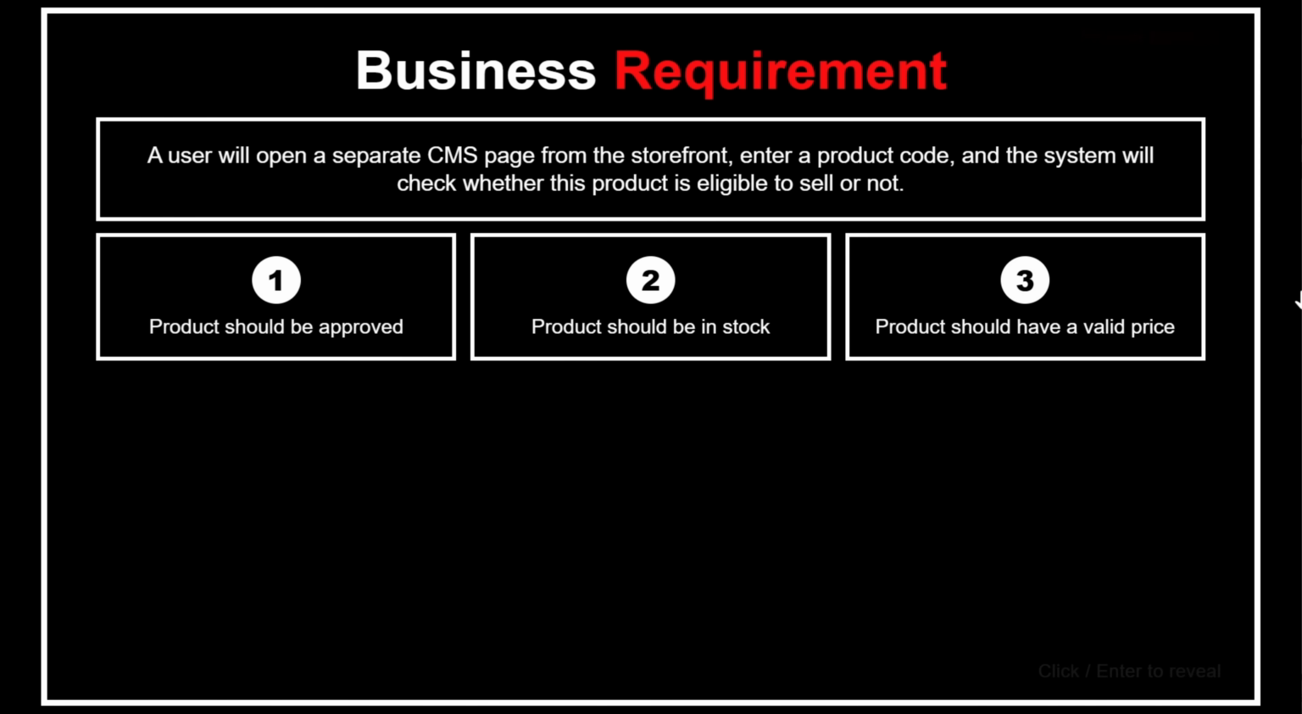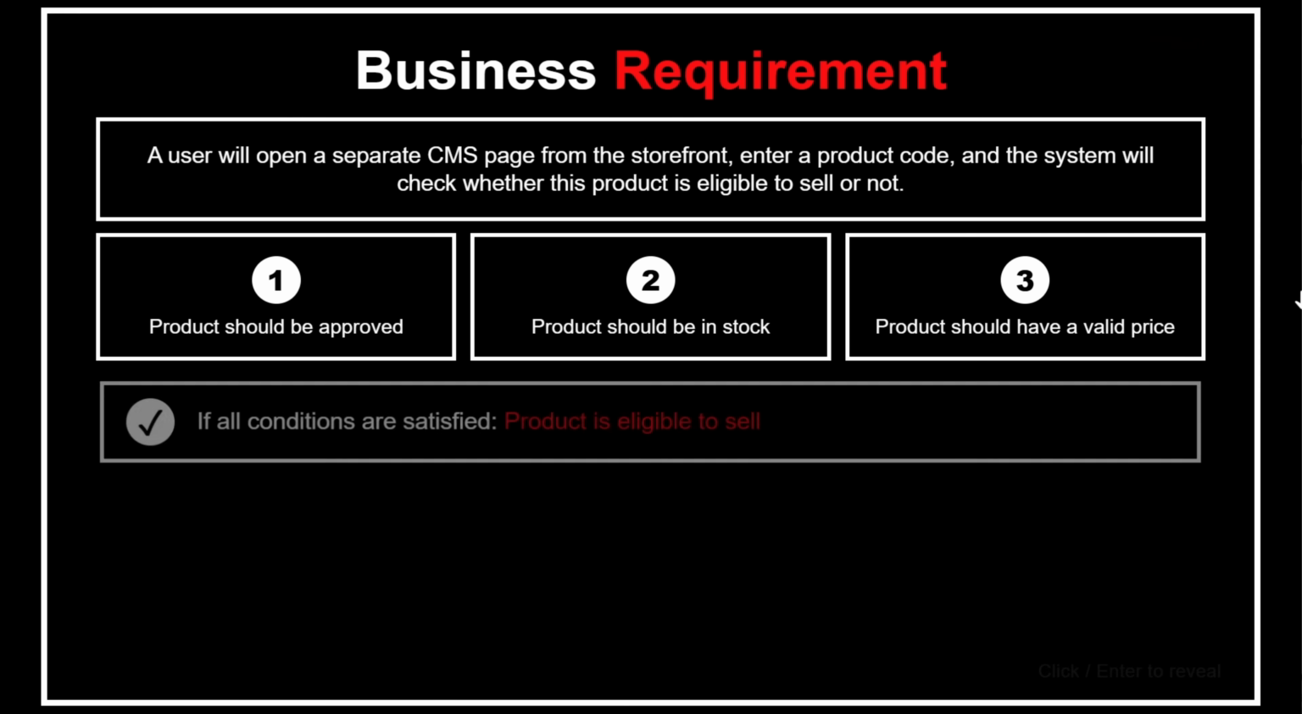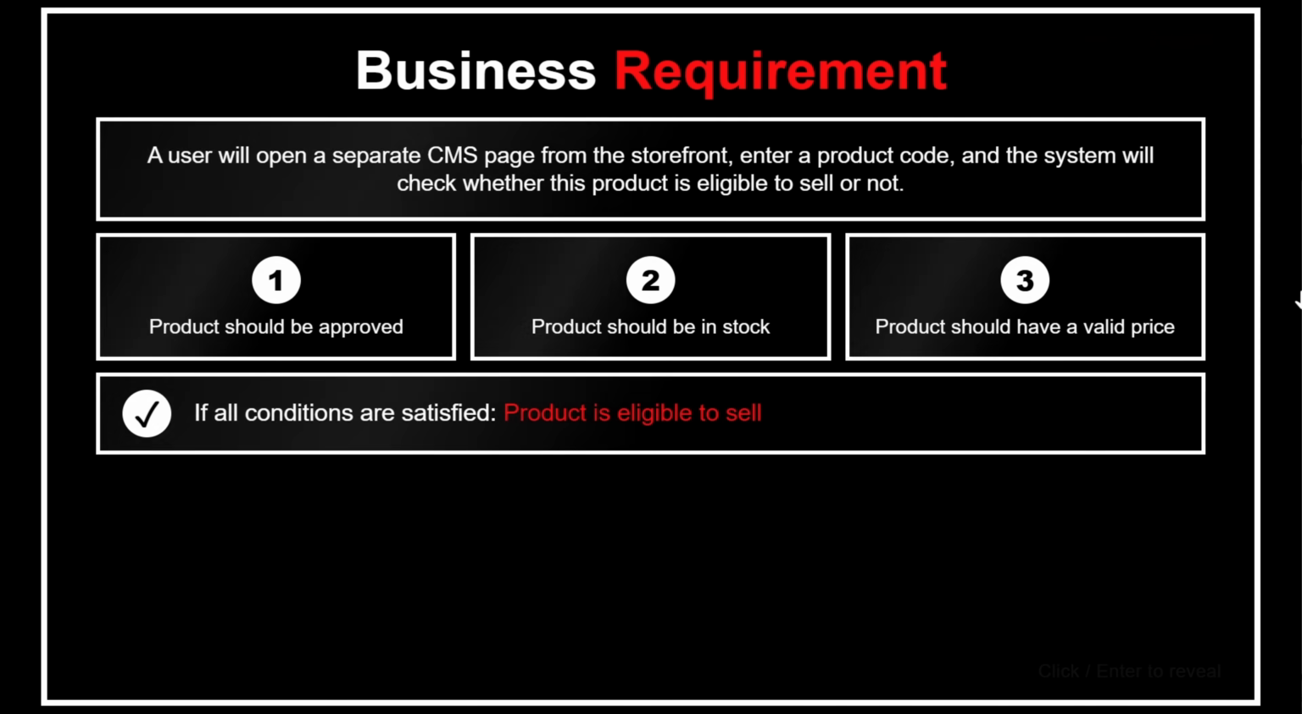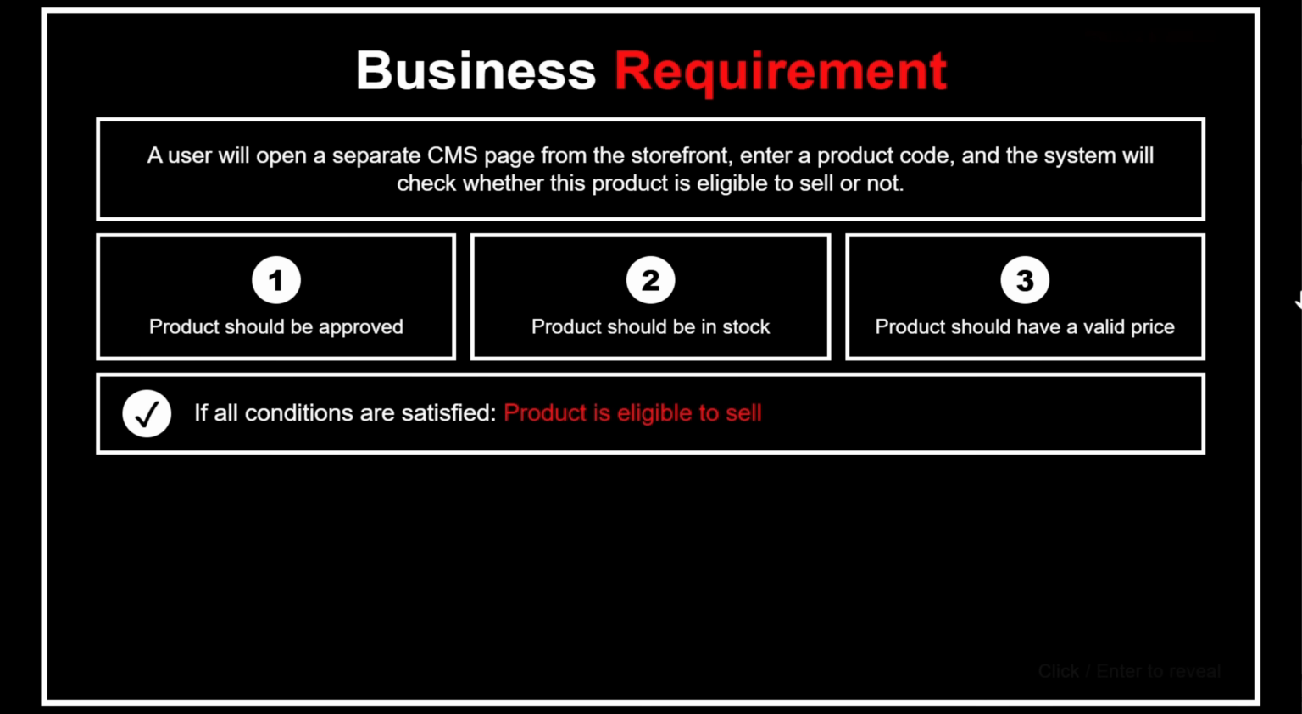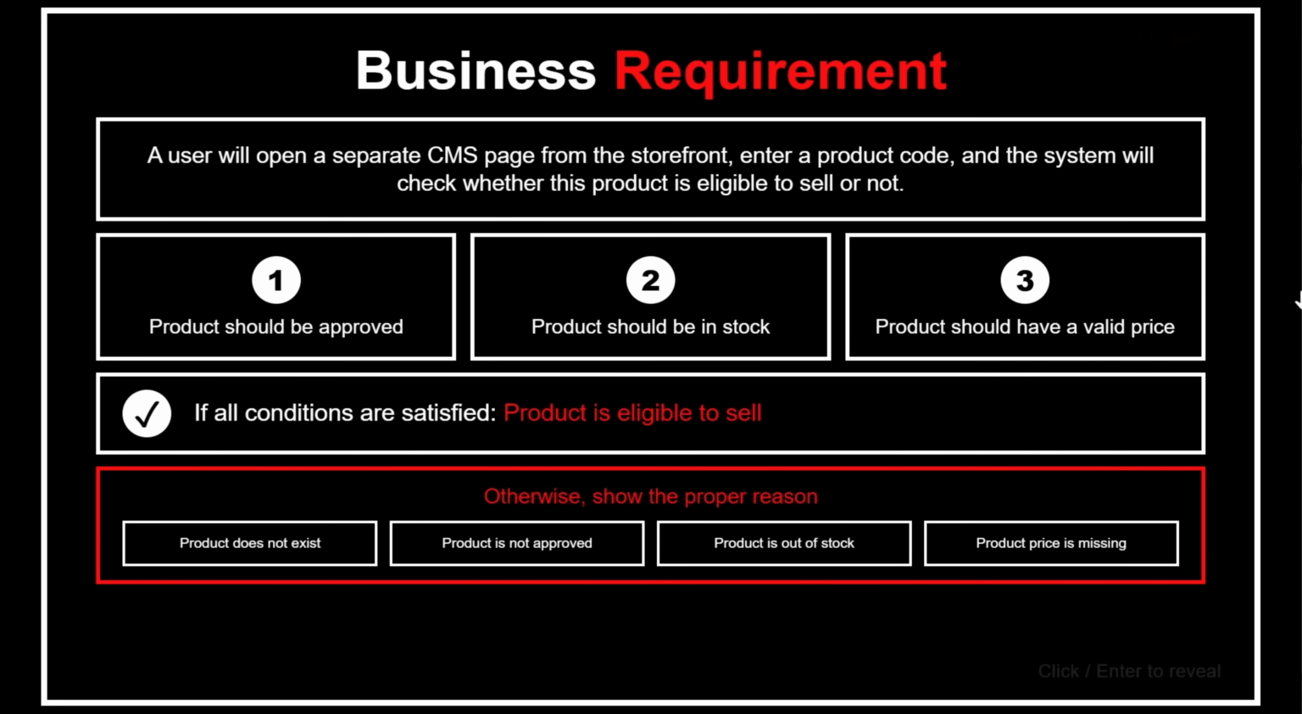For this eligibility check, we will validate three things. First, the product should be approved. Second, the product should be in stock. Third, the product should have a valid price. If all these conditions are satisfied, then we will show the message that the product is eligible to sell. Otherwise, we will show the proper reason.